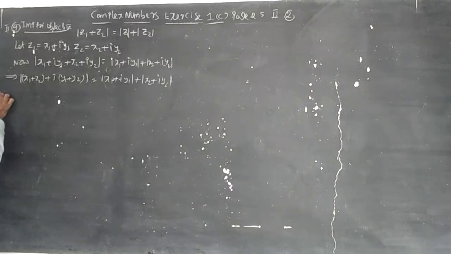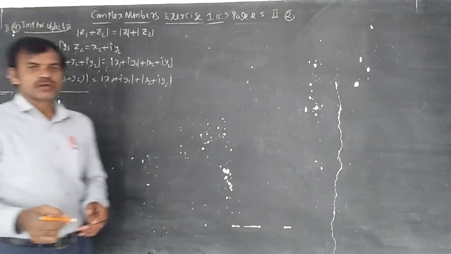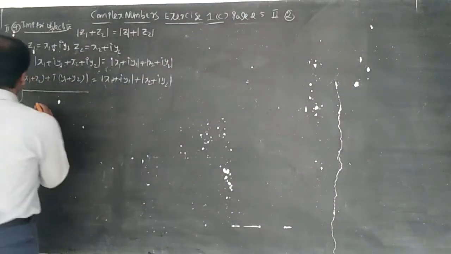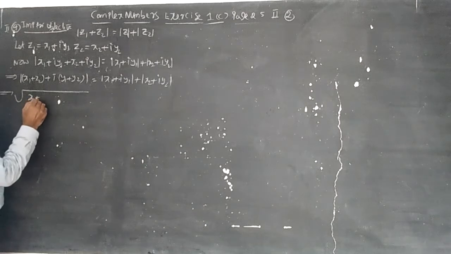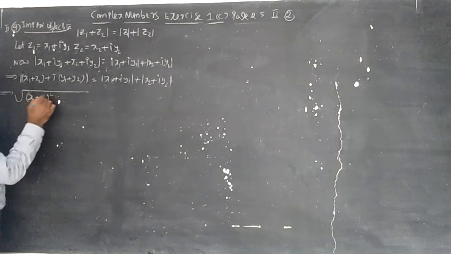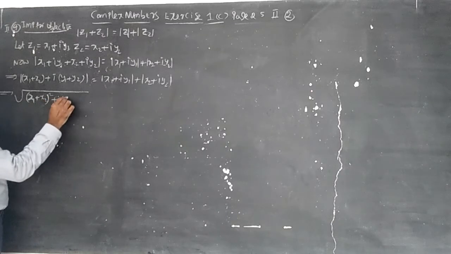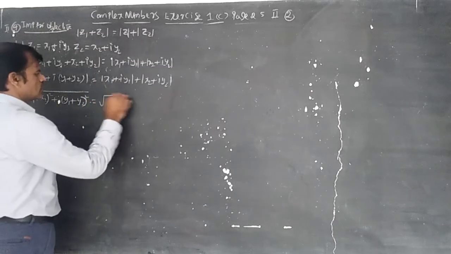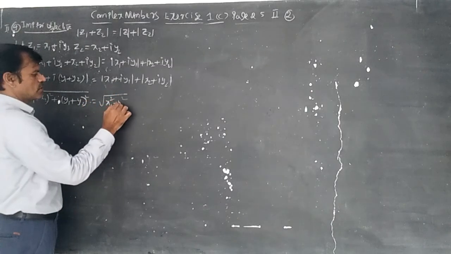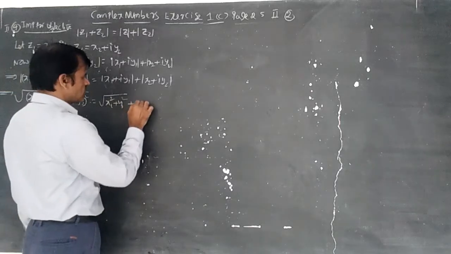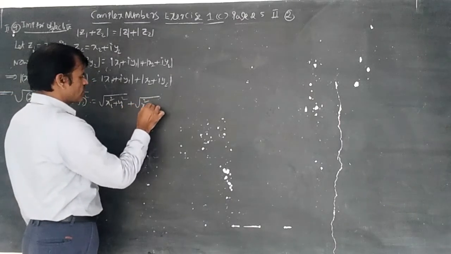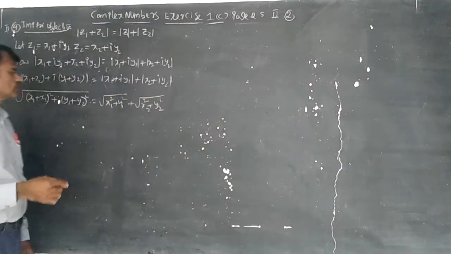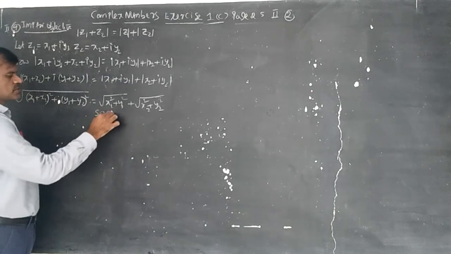That implies, modulus meaning is root of real part square plus imaginary part square. So square root of x1 plus x2 whole square plus y1 plus y2 whole square is equal to, here separate square root, you can take root of x1 square plus y1 square plus again root of x2 square plus y2 square. Now squaring on both sides.